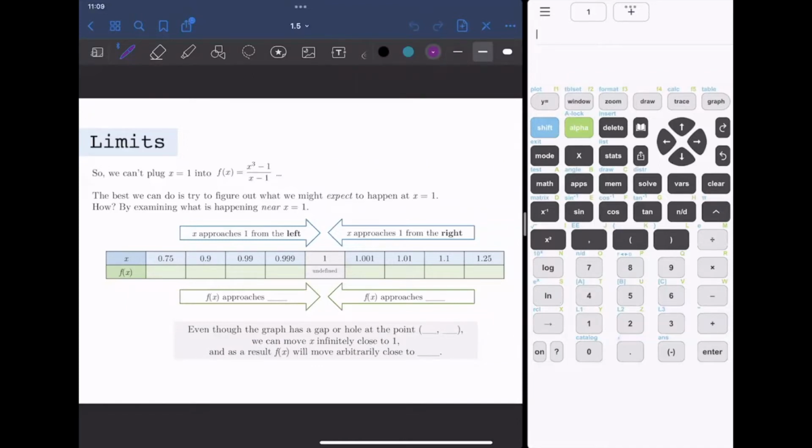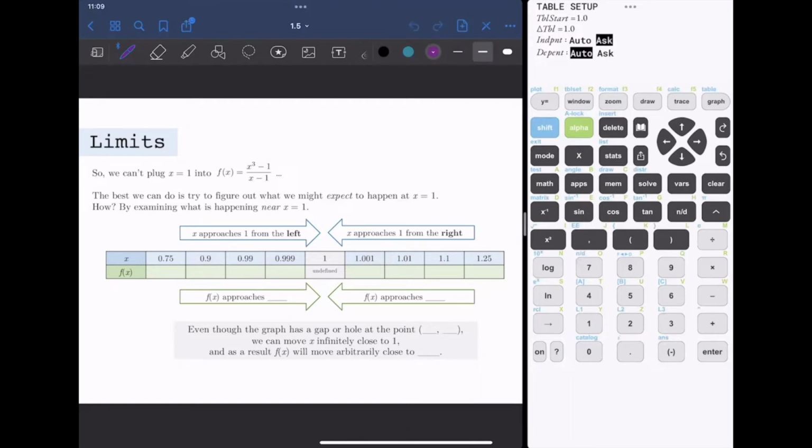You can go to Table Set, which is the second from the top left above Window. So you'll go Shift and then Table Set. And normally the independent is on auto, but if you hit ask instead, then we can go to the table and we can just type in the x value that we want to plug in, and it will spit out the y value. So if you go again to Table Set, which is above Window with the Shift button, and change independent to ask and hit enter.